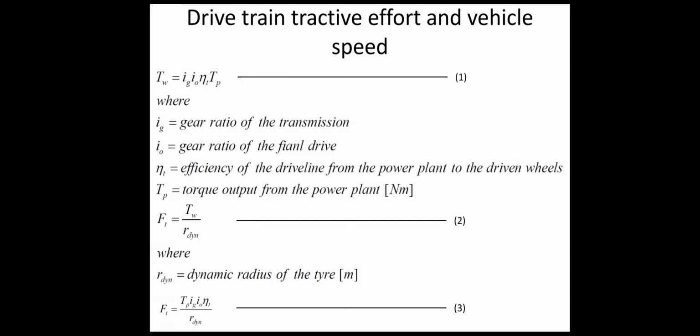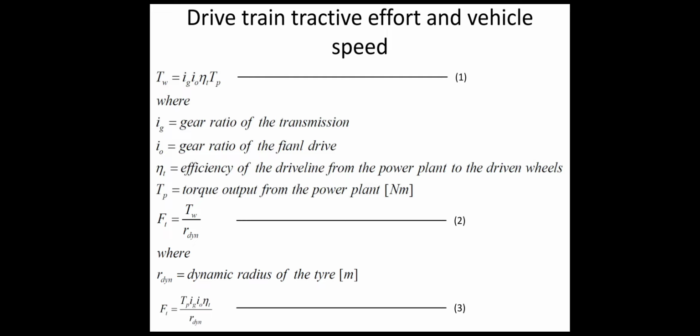Now next is the drivetrain tractive effort and vehicle speed. After having dealt with the configuration of the drivetrain, this section deals with the tractive effort. Ultimately, what we have to design for the vehicles is the main tractive effort. The torque transmitted from the power plant to the driven wheels, that is Tw, we can say that Tw is equal to Ig Io ηt into Tp.